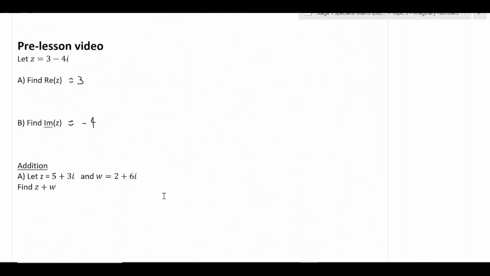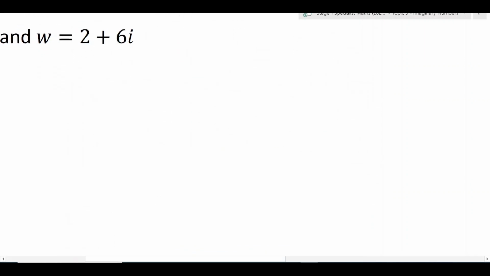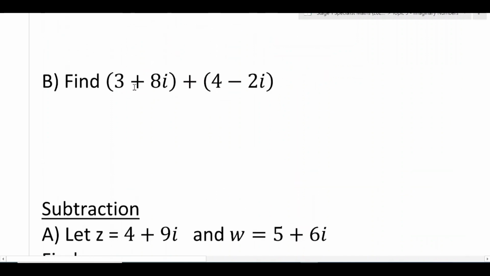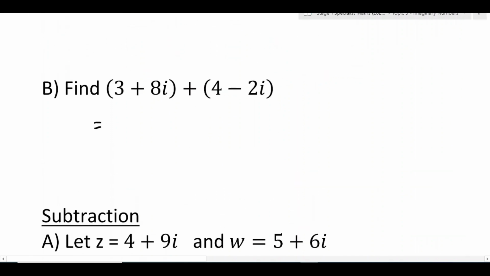Next, we're going to do adding and taking, which are hopefully pretty straightforward. If I want to do z plus w, well, I add the real bits, so I get 5 plus 2, which is 7. And then 3i and 6i give me 9i. That's how I'd add two complex numbers together. Similarly here, 3 and 4 give you 7 for the real bit. And then 8 and minus 2 give you plus 6i for the imaginary bit there.